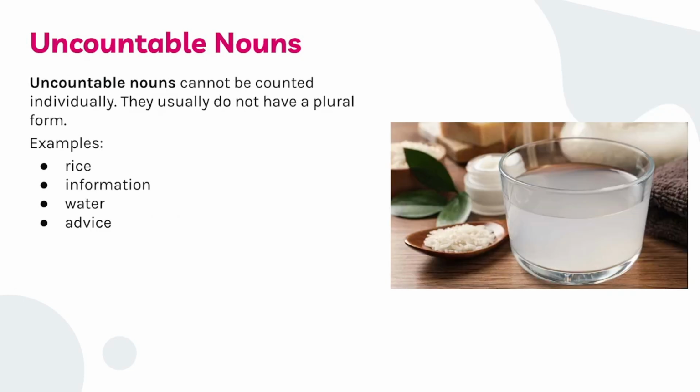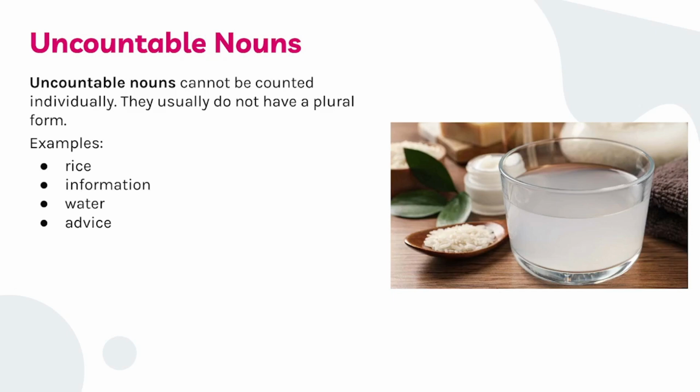When you talk about uncountable nouns, they cannot be counted individually. They usually do not have a plural form. Like you cannot say rices, you cannot say informations, you cannot say waters, you cannot say advices. No, we quantify them. We use quantifiers to count them.